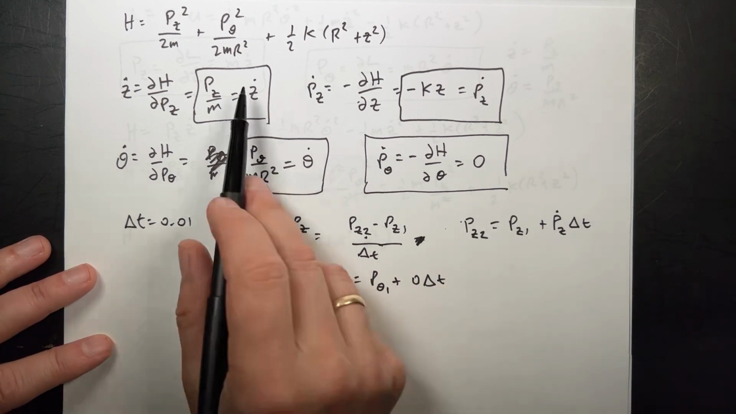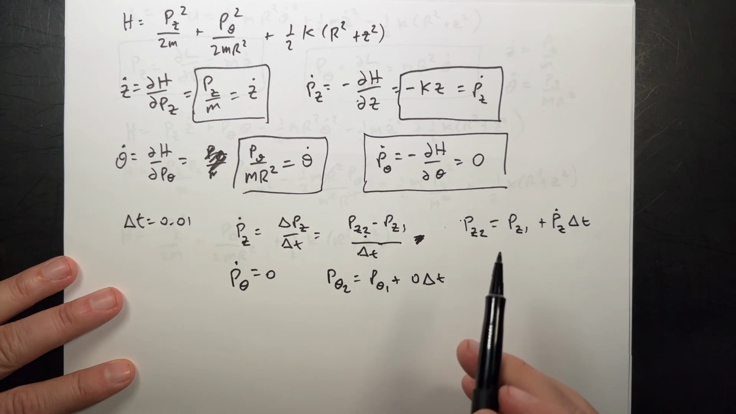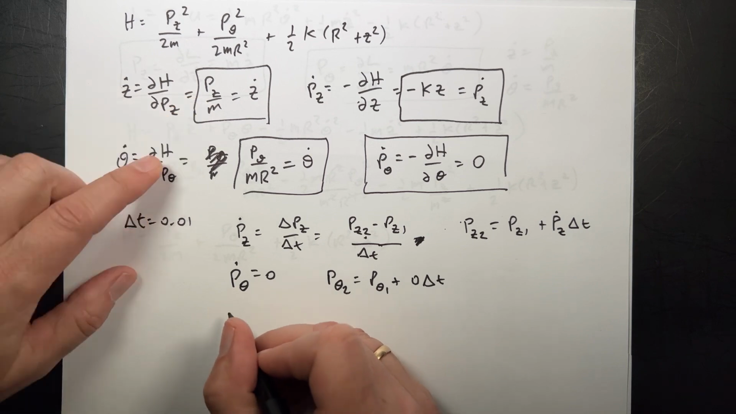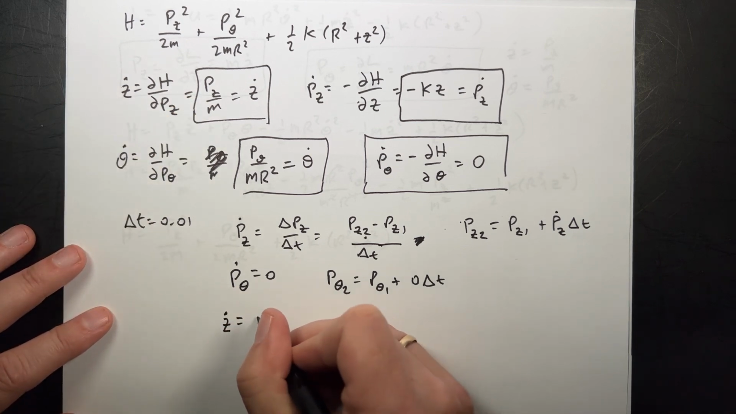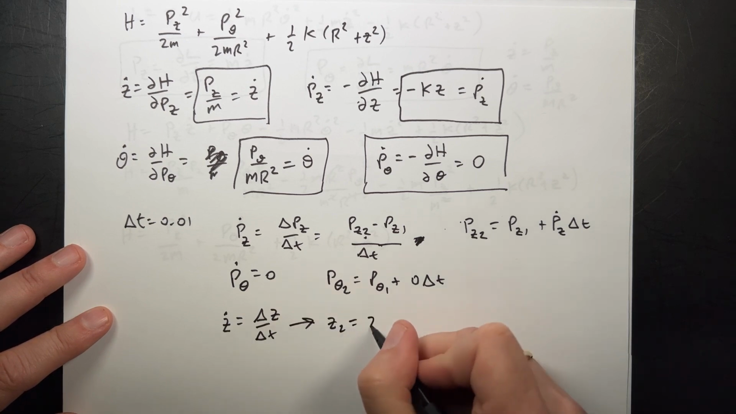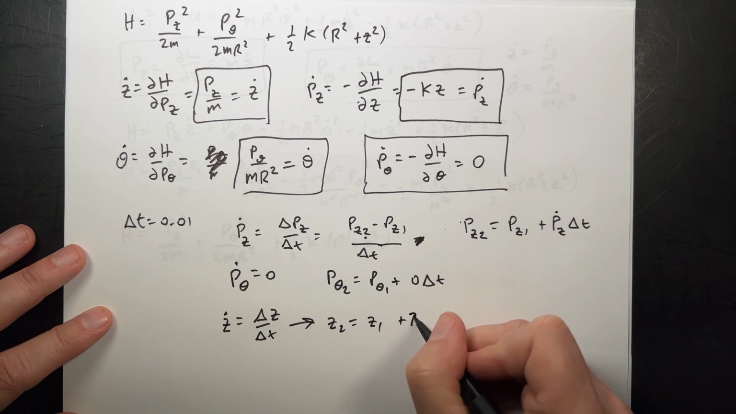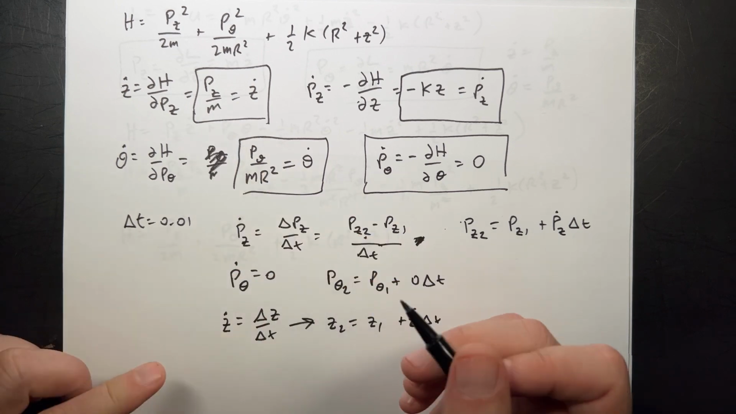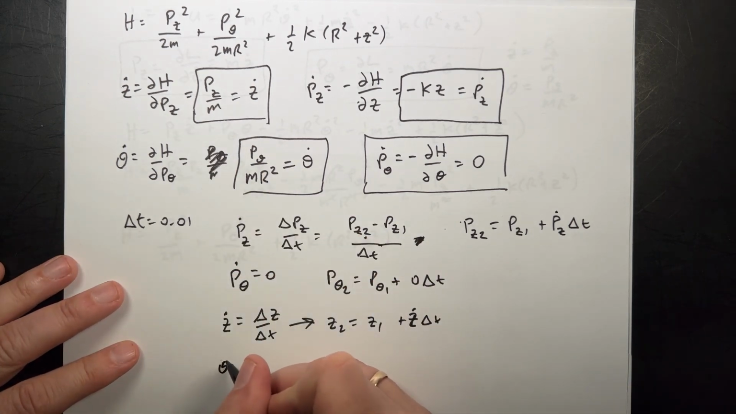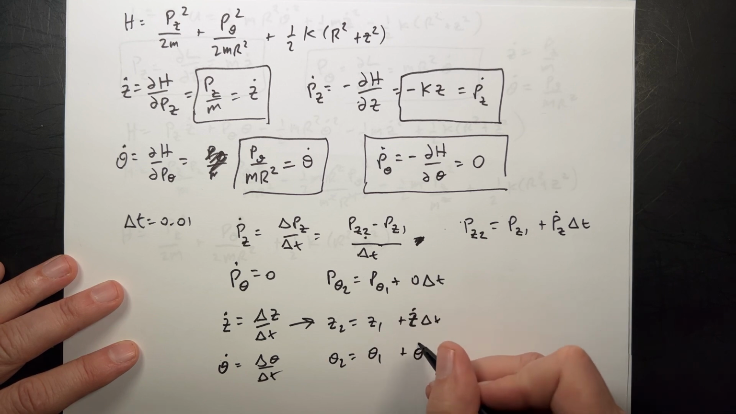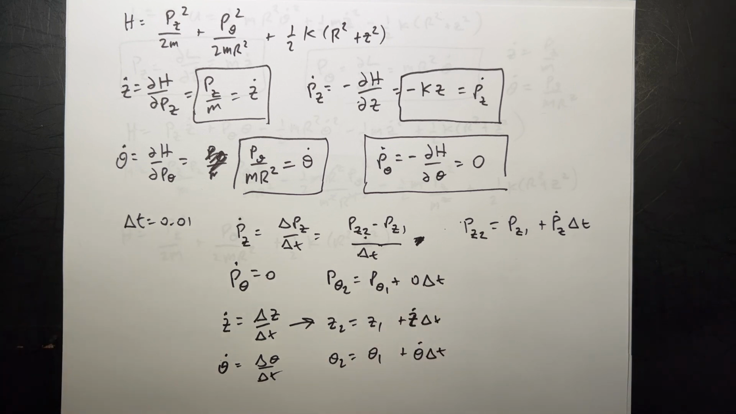Now let's jump over and do the z and the theta dot. So now I'm going to assume that pz2 is constant. So I can calculate z dot, and then I can say z dot is delta z over delta t. So from this I get z2 equals z1 plus z dot delta t. And remember, I calculate z dot with my momentum. And I can do the same thing for theta. theta dot is delta theta over delta t. So theta 2 equals theta 1 plus theta dot delta t, where theta dot is constant, right?